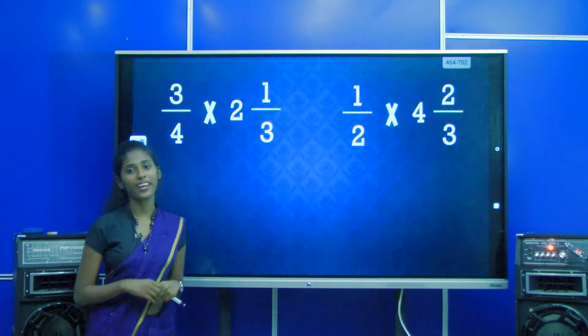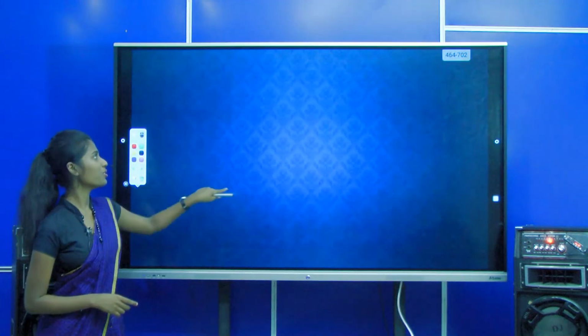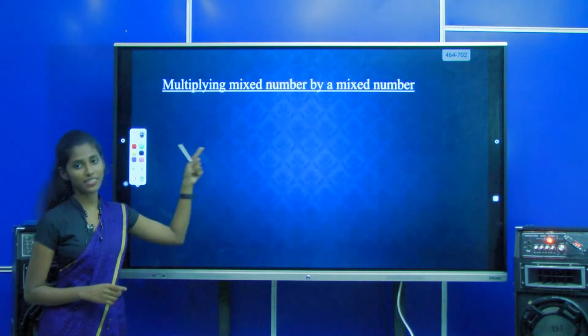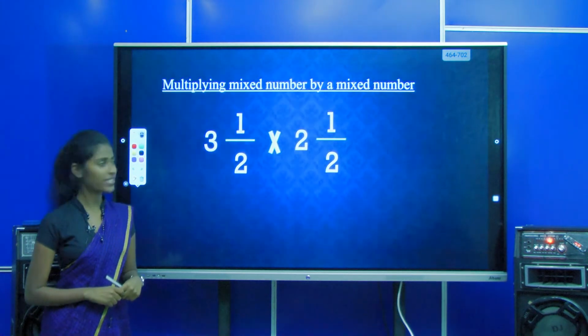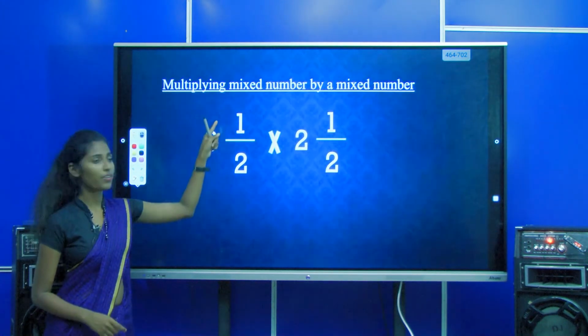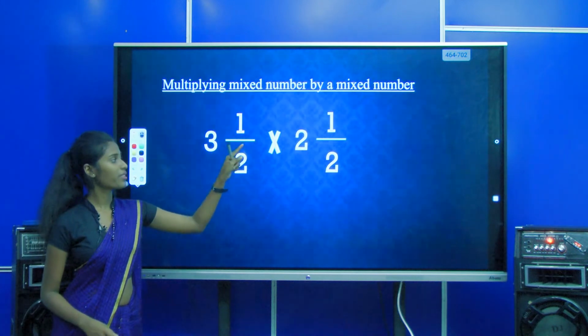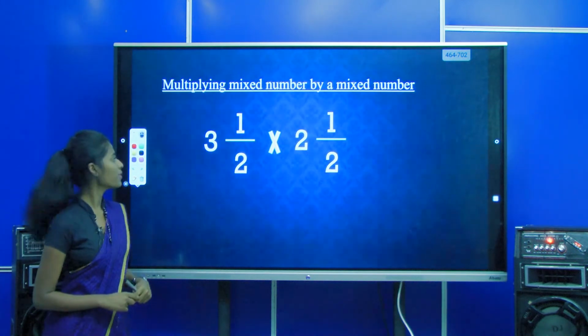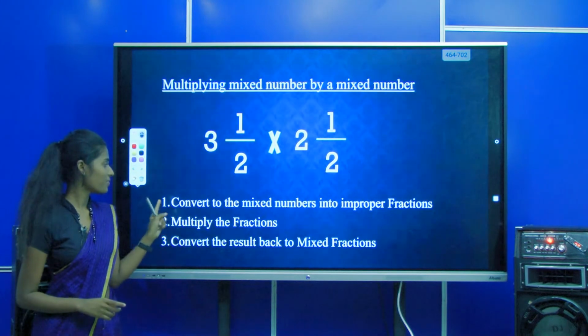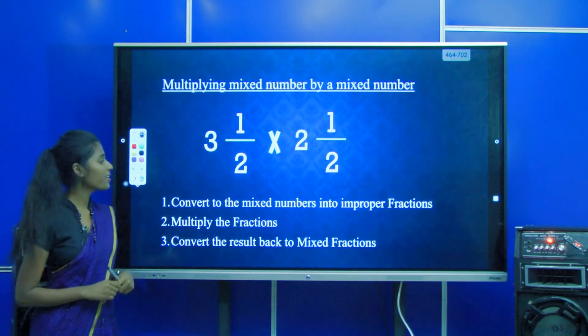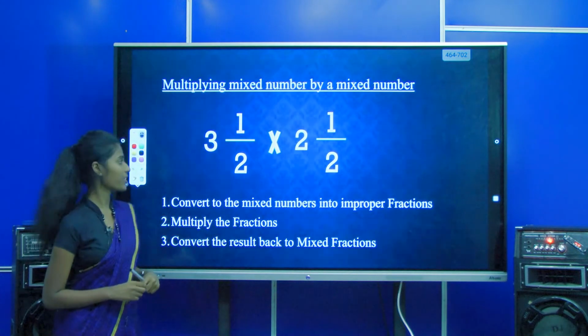This one you can do as homework. Now we are going to do how to multiply a mixed number by a mixed number. Here I have given two mixed numbers, 3 and 1 over 2 multiplied by 2 and 1 over 2. To do that you have to follow these steps. First step is convert the mixed numbers into improper fractions.